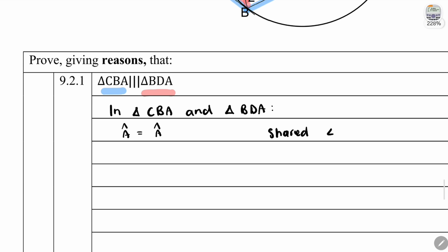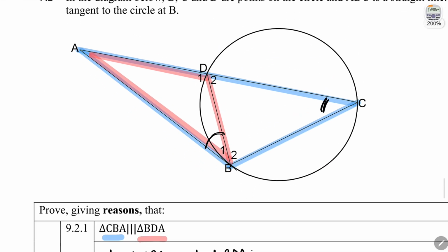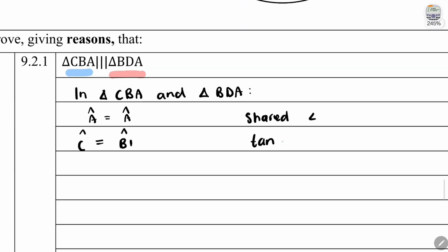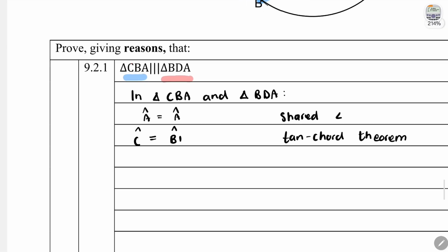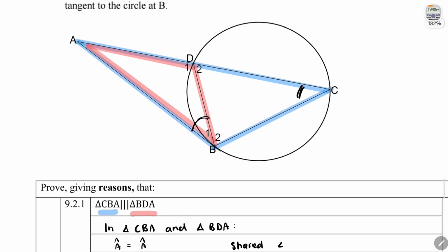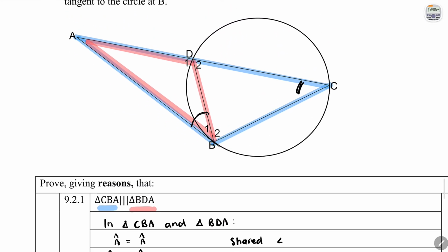Okay, so we can tell them angle C equals angle B1, just following the same order of putting the blues first. So angle C equals angle B1, and we can tell them that that is because of the tan chord theorem. Okay, so because the tan chord theorem here is true, those are equal. Okay, so because of the tan chord theorem, and then by default, because these 2 are equal, the third angle in each triangle will have to be equal.